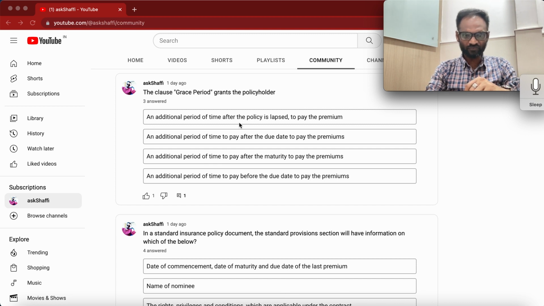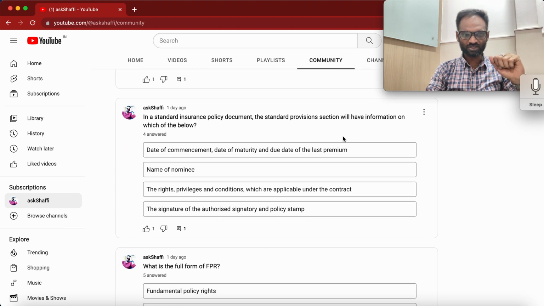An additional period of time after the policy is lapsed to pay the premium. No, that's not correct. An additional period of time to pay after the maturity to pay the premium. An additional period of time to pay before the due date of the premium. Okay. So the correct option is an additional period of time to pay after the due date to pay the premium. Let us select this. Yes, correct.